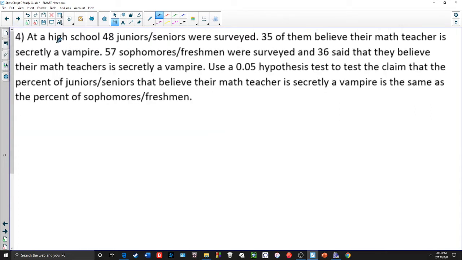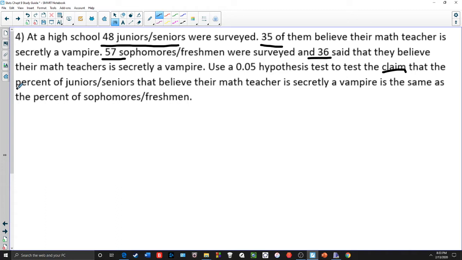Let's see this one here. So we're doing a survey. It says we surveyed 48 juniors and seniors. 35 of them believed something. 57 sophomores and freshmen, 36 said they believed it. Okay, so here's the claim. Test the claim that the percent of juniors and seniors that believe their math teacher is a vampire is the same as the percent of sophomores and freshmen.